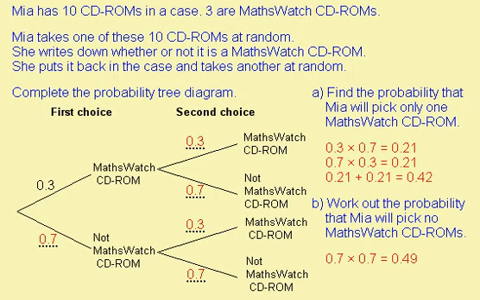We then need to work out the probability that Mia will pick no MathsWatch CD-ROMs. So this is not MathsWatch and not MathsWatch. These two multiplied gives me 0.49.